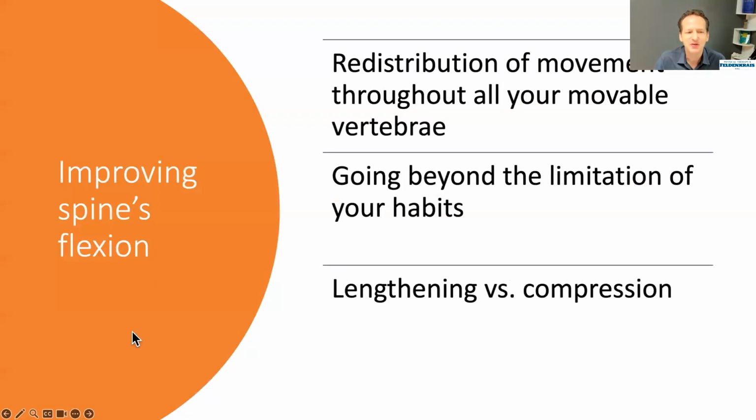How are we going to improve our spine flexion? Throughout this course, we will be working on redistribution of movement throughout your whole spine, and not only your spine. We'll learn how to use our eyes, our hips, our feet, our toes, our whole 206 bones, how to move them so the bending will be uniform.